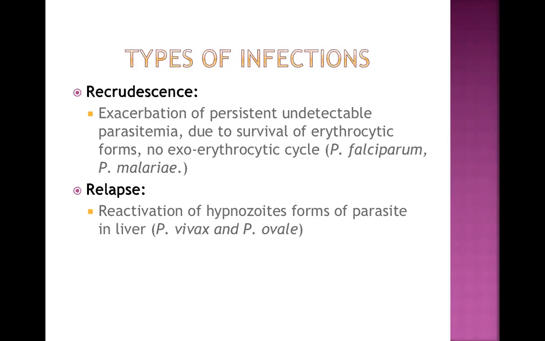What about relapse then? Now remember, relapse occurs in Plasmodium vivax and Plasmodium ovale, and in these forms, hypnozoite stage exists in the liver. So if hypnozoite is reactivated, then second episodes of malaria can occur in them, which is called relapse. Recrudescence usually occurs in falciparum and malariae, and relapse usually occurs in vivax and ovale. Mechanism is different.